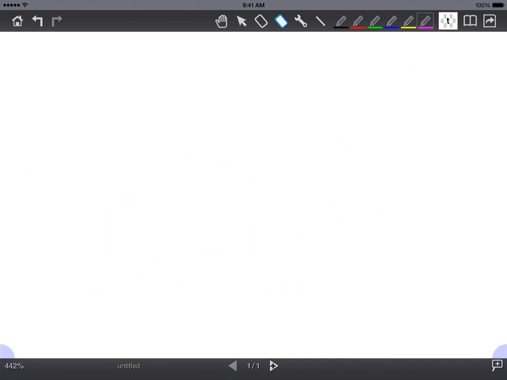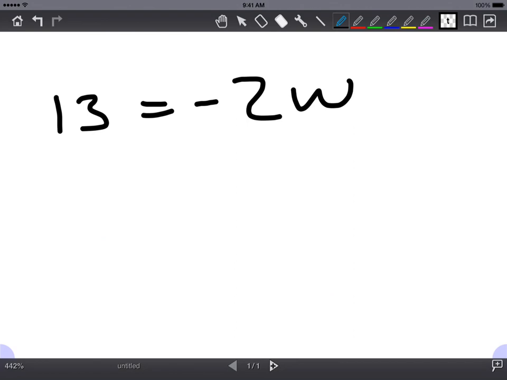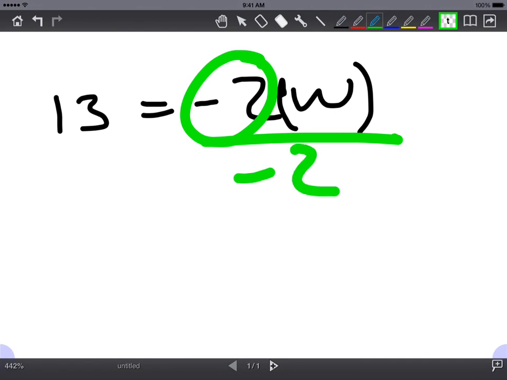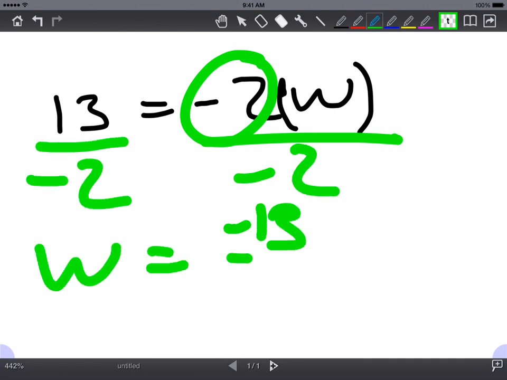Now let's do some where we have to multiply and divide. So we have 13 equals negative 2w. So what is the inverse of multiplication? Well, it's division. So we need to divide by this, which is negative 2. And we get w equals negative 13 halves.